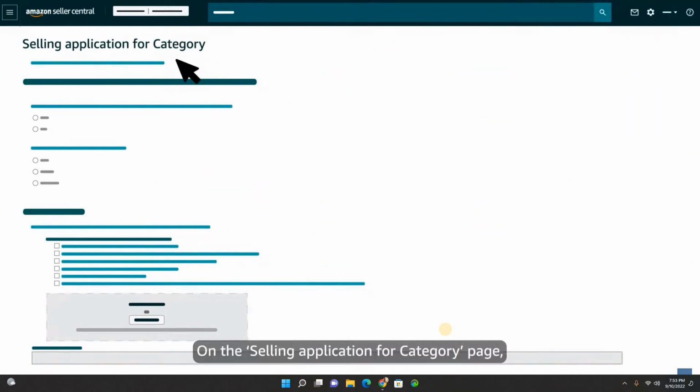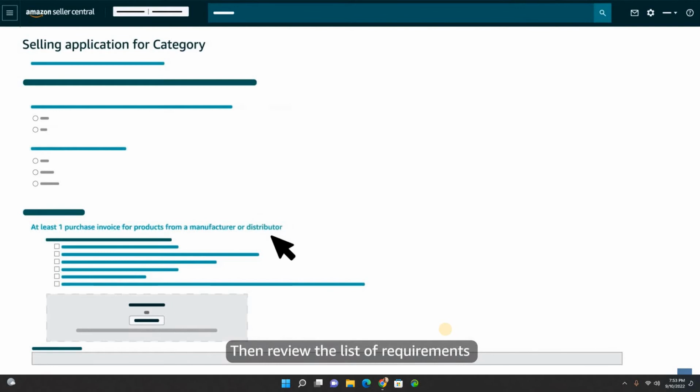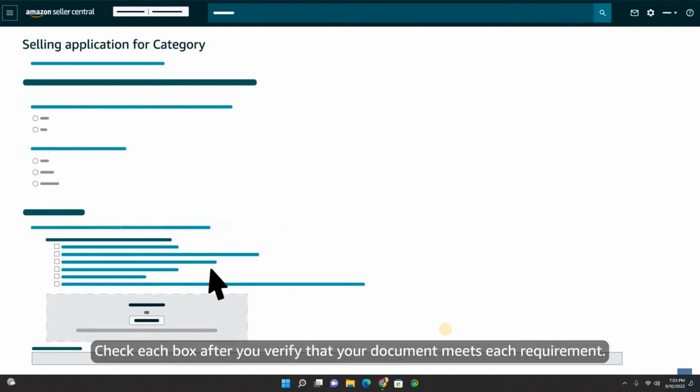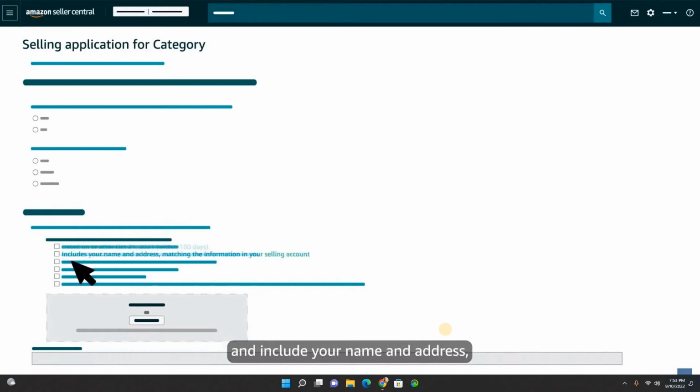On the selling application for category page, start by answering any product-related questions. Then review the list of requirements for the purchase invoice you'll need to upload. Check each box after you verify that your document meets each requirement. The purchase invoice you submit needs to be dated within 180 days and include your name and address, matching the information in your selling account.